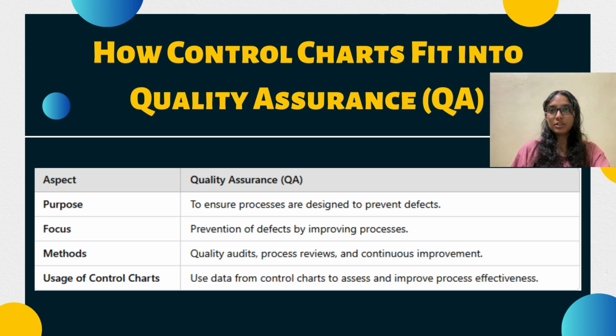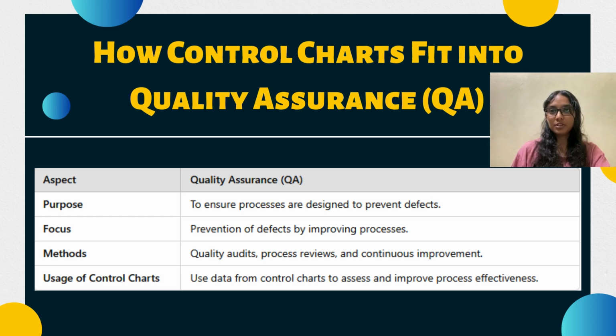In QA, the focus is on preventing defects by improving processes. Control charts help to track variation in processes and provide data to identify when corrective actions and improvements are needed before defects happen. They allow teams to monitor the effectiveness of the process and make adjustments proactively.